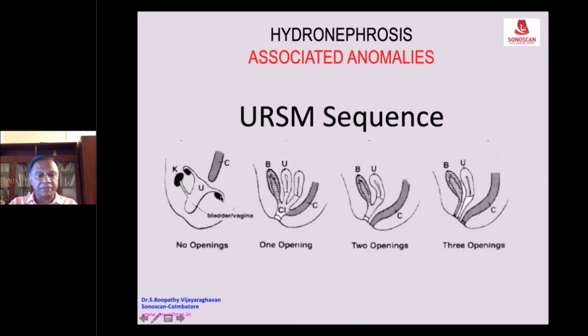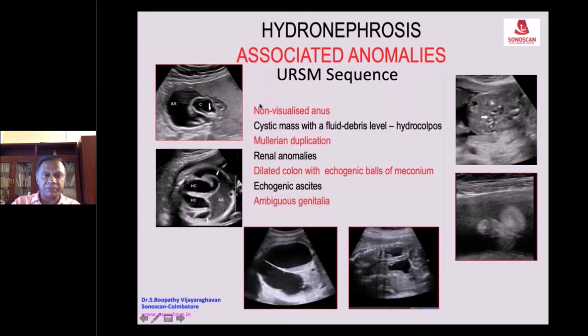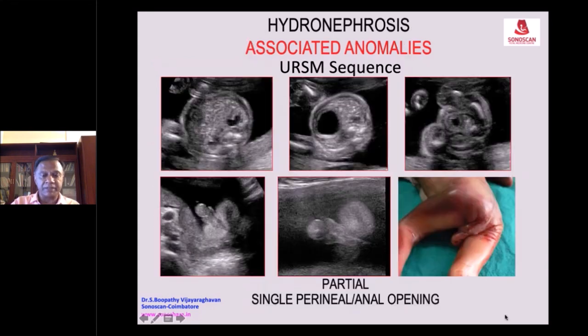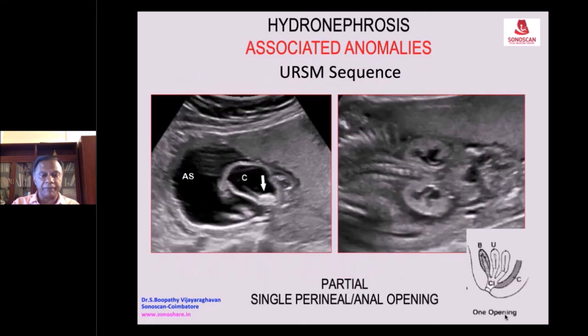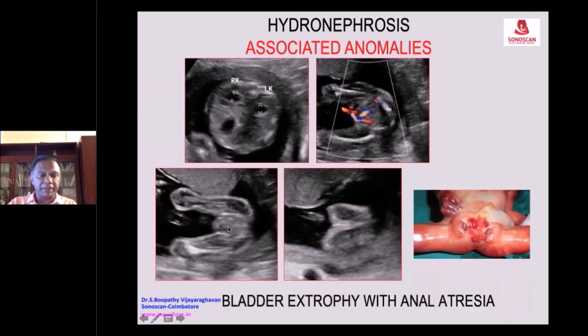So what are the types? There may not be any perineal opening, which is the most severe form. There is no external opening. The first most important thing is a non-visualized anus. You may see a cystic mass, either separate, a specimen showing no anus. So this is a partial URSM sequence with a single opening. A mass in the lower abdomen and perineum.